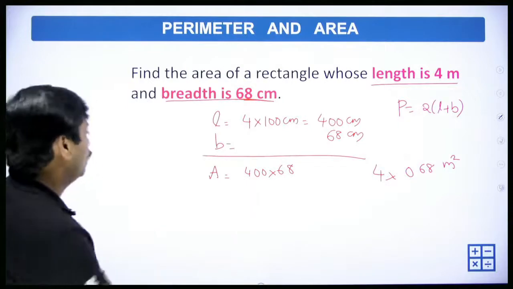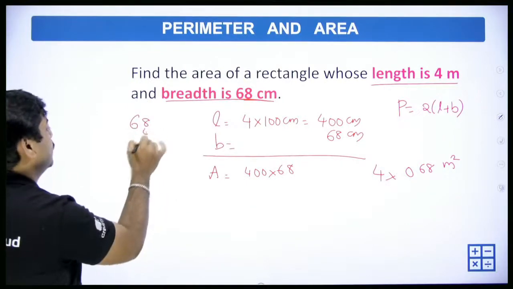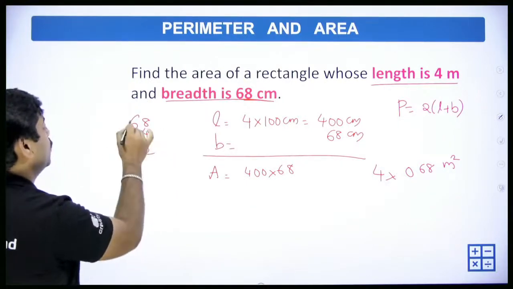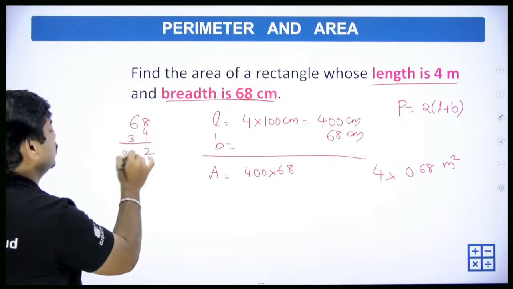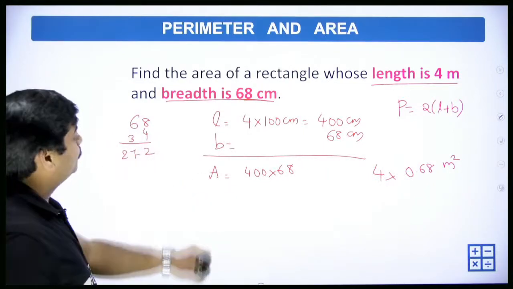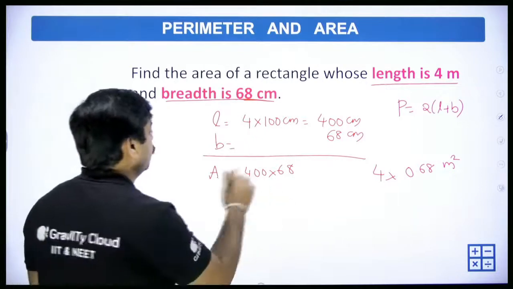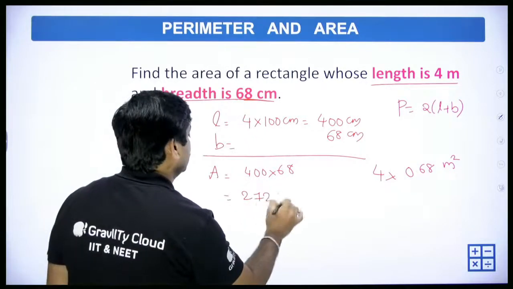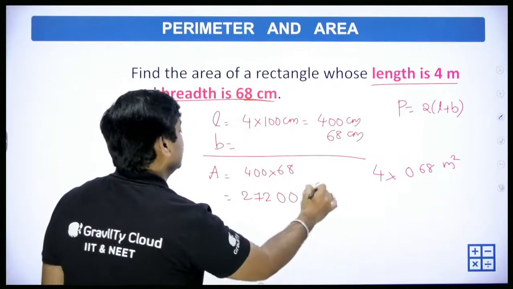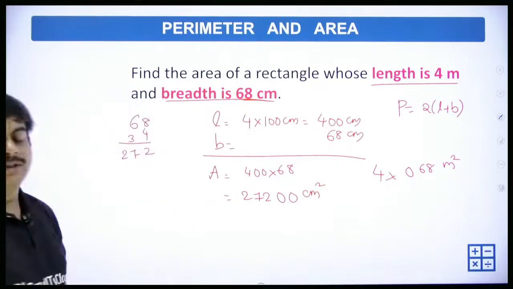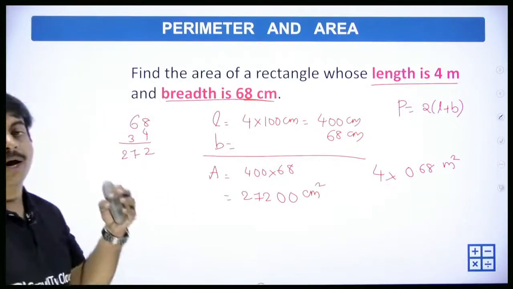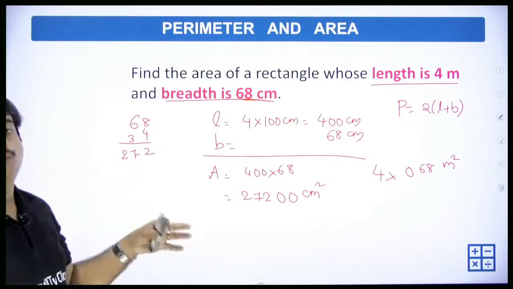Okay, so 68 fours, let me check that. 8 fours are 32, 6 fours are 24, 24 plus 3 is 27, so 272. So 68 into 4 is 272, and we have 2 zeros. So that becomes centimeter square, 27200 centimeter square.